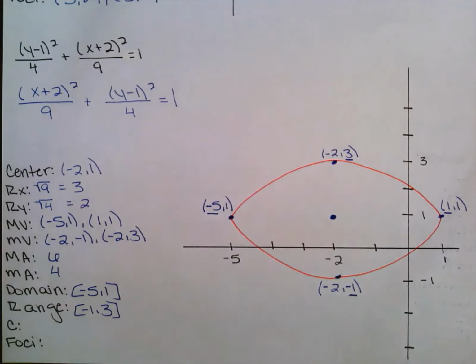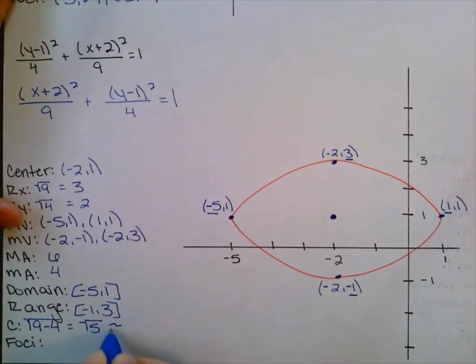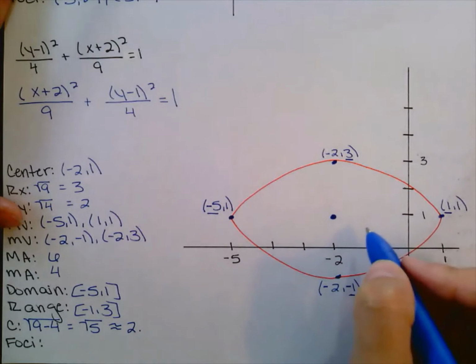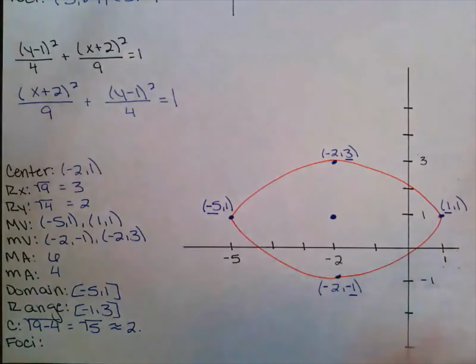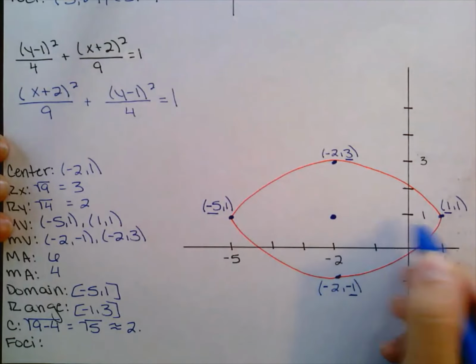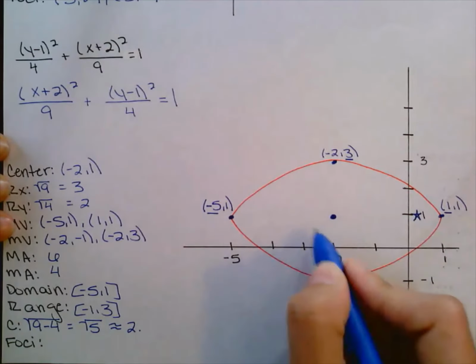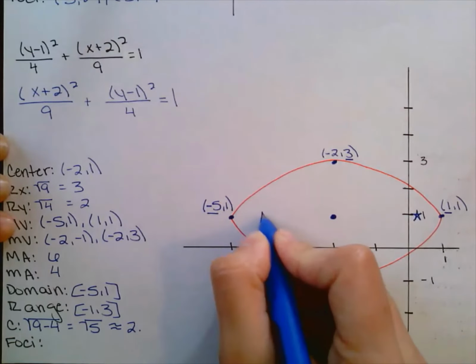All we have left now is to find our foci. So we start by solving for c, which is the square root of my larger denominator minus my smaller denominator, which we end up with square root of 5. Okay, I know square root of 5, we said it was approximately 2 and a little. So because my x-axis is my longer axis, I'm going to draw my foci there, and I'm going to go 1, 2, and a little bit, right? And then 1, 2, and a little bit.